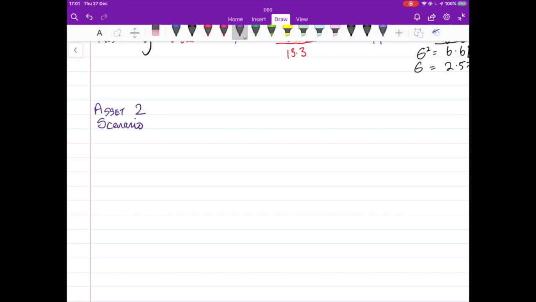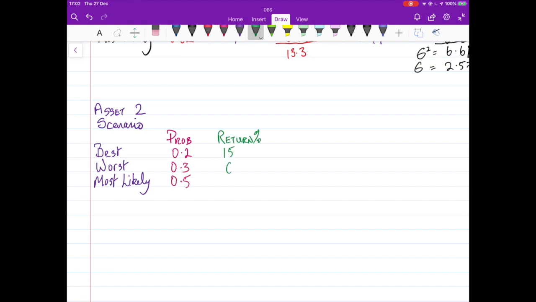We now have to do the same for the second asset. The scenario is the exact same: best, worst, and most likely. We have a probability again of occurrences. In this case, it's 0.2, 0.3, and 0.5. The returns projected are 15, -3, and 11% respectively. Expected return, multiply one by the other, you get 3, -0.9, and 5.5, which gives you 7.6 overall.